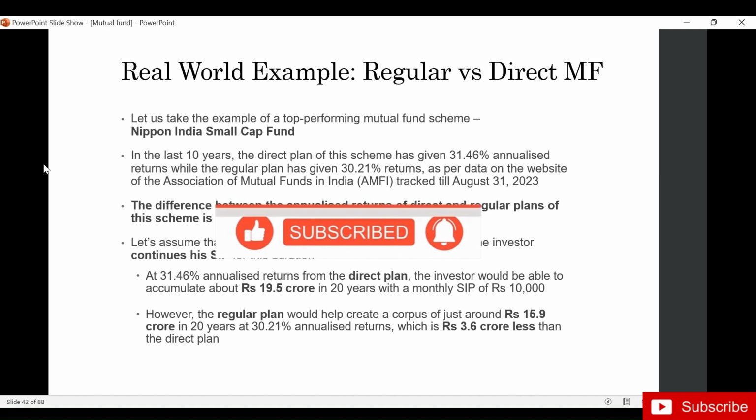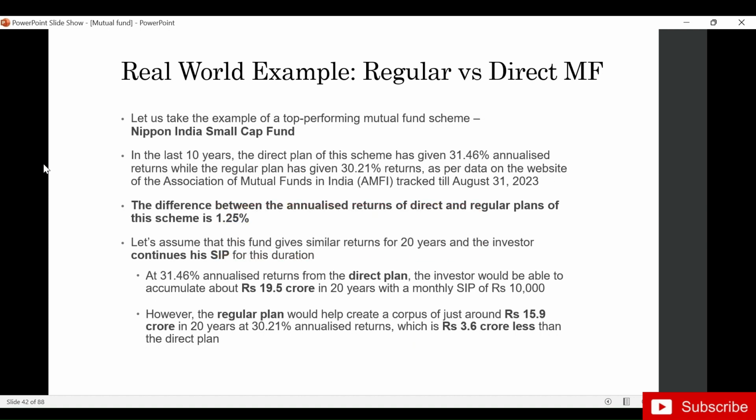For this, we will take the example of Nippon India Small Cap Fund. In the last 10 years, the direct plan of this scheme has given 31.46% annualized returns, whereas the regular plan has given 30.21% returns. This data is taken from the Association of Mutual Funds in India, AMFI website, and has been tracked till August 31, 2023.